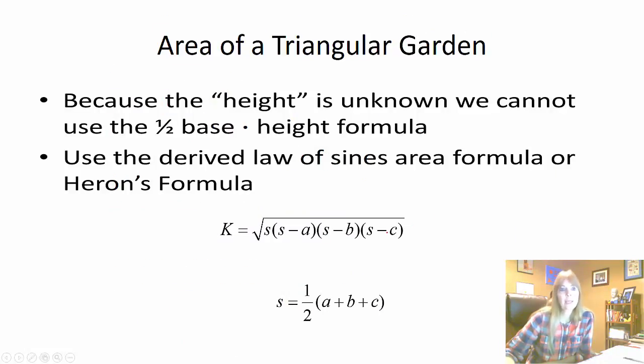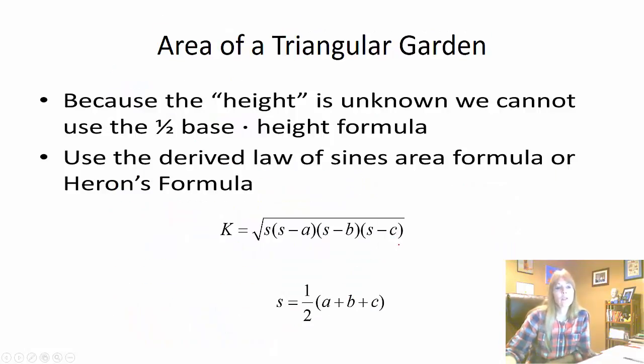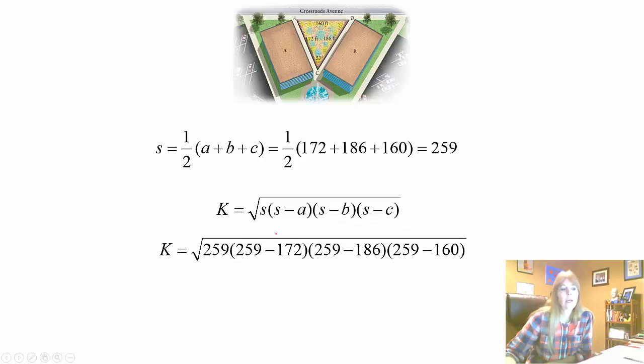Because the height is unknown, we cannot simply use our 1/2 base times height formula, and we have 3 sides. You might say, but you also have an angle. That's to trick you. That's what we do, right? If you have 3 sides, then using this formula, I plug in, find my S, and then I use Heron's formula to find the actual area, and I get my answer.